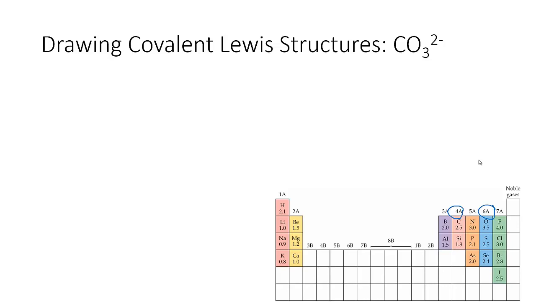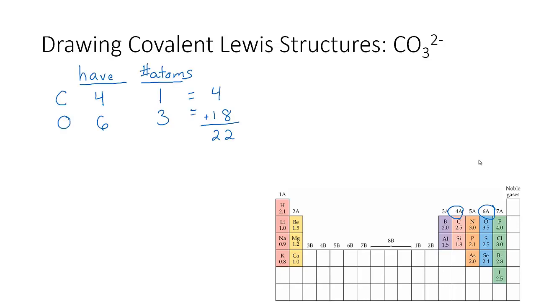First off, once again, you find carbon, it's in the 4th group, so therefore it has 4 valence electrons. Oxygen, it's in the 6th group, so it has 6. So draw your chart and figure out how many total electrons you have available from your carbon and your oxygen. So what you should have is carbon, 4 valence electrons, and you have 1 carbon atom. Oxygen, you have 6 valence electrons and 3 oxygen atoms. So that gives you 4 times 1 is 4, 6 times 3 is 18, 4 plus 18 is 22.